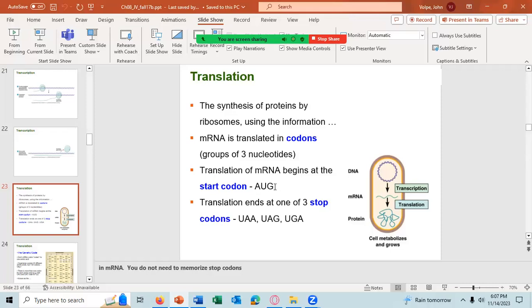And that will continue until the ribosome reaches one of the stop codons. There's 3 different stop codons, so you don't need to memorize them. But one is UAA, for example. And if the ribosome ever reaches UAA, that will code for the stopping of protein translation.